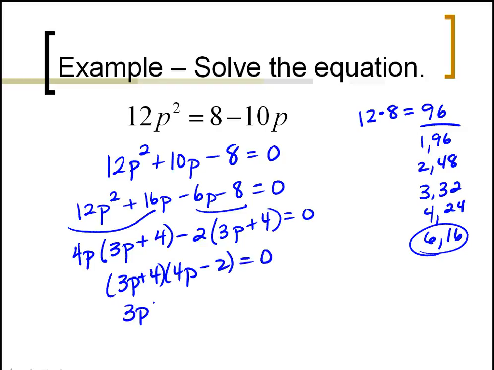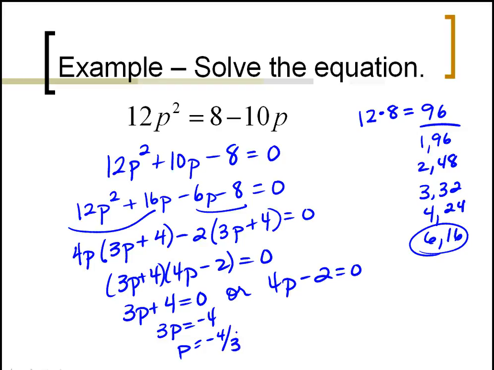So now we can set those factors equal to 0 and solve. So we would subtract 4 to get 3p is equal to negative 4. So p is negative 4 thirds. Or if we add 2, we get 4p is equal to 2, and dividing by 4 gives us p is equal to 2 fourths, or that reduces to 1/2. So our solution set consists of negative 4 thirds and 1/2. Okay? So again, the key to all this is factoring.